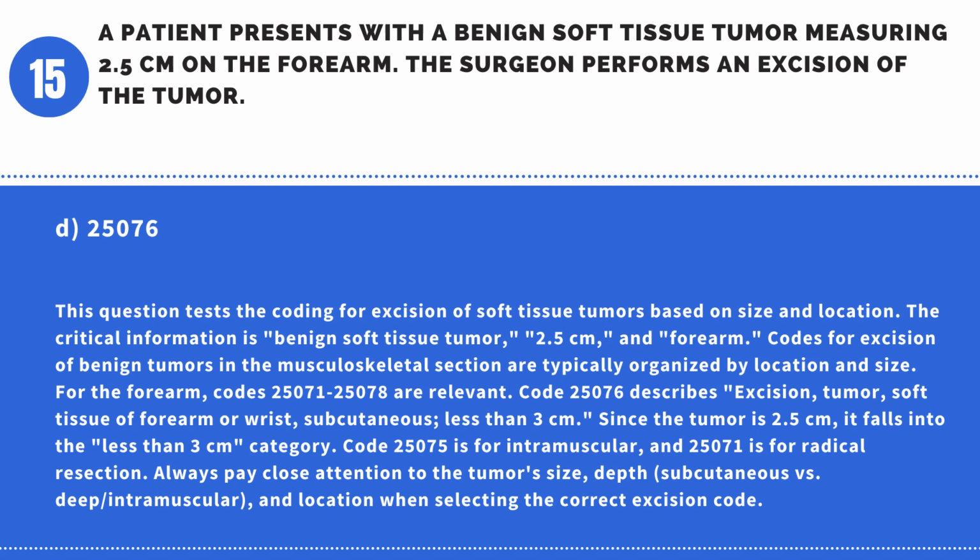Code 25076 describes excision, tumor, soft tissue of forearm or wrist, subcutaneous, less than 3 cm. Since the tumor is 2.5 cm, it falls into the less than 3 cm category. Code 25075 is for intramuscular, and 25071 is for radical resection. Always pay close attention to the tumor's size, depth, subcutaneous versus deep/intramuscular, and location when selecting the correct excision code.